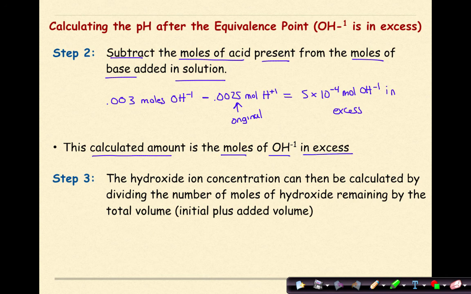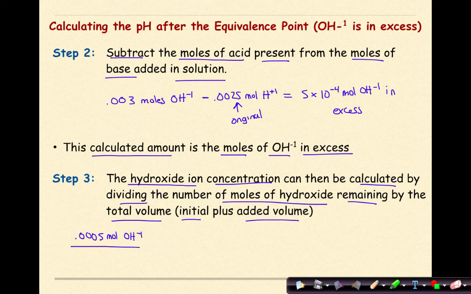Step 3. The hydroxide ion concentration can then be calculated by dividing the number of moles of hydroxide remaining by the total volume, initial plus added volume. So the amount of hydroxide ions left over is 0.0005 moles of hydroxide ions. We added in 0.03 liters of our base, so that's hydroxide ion volume right there, to our original volume of acid, which is 0.025 liters.